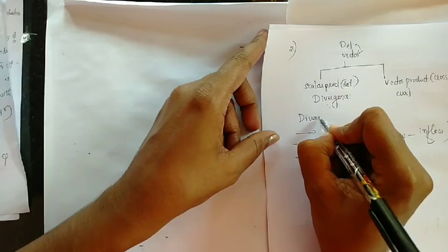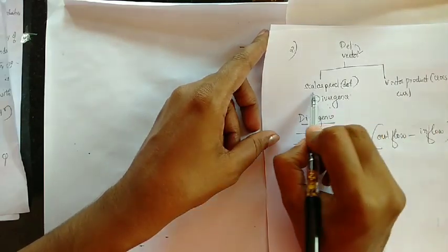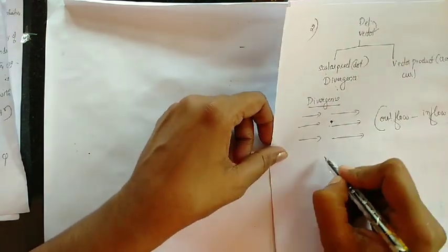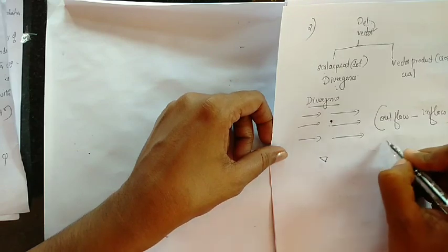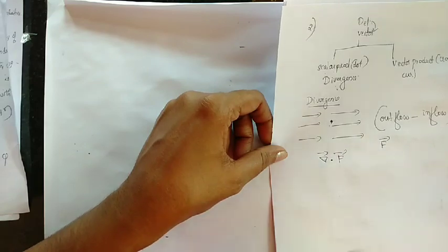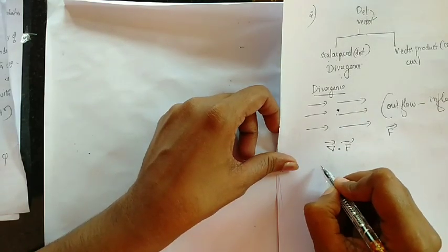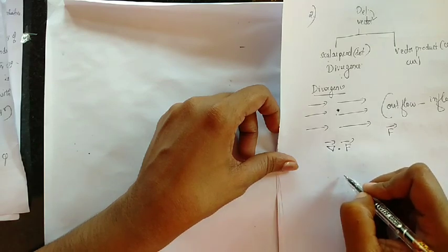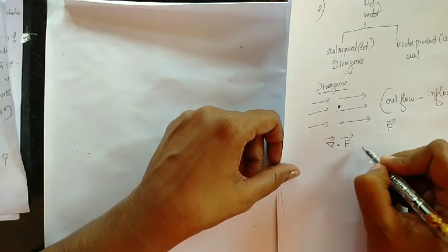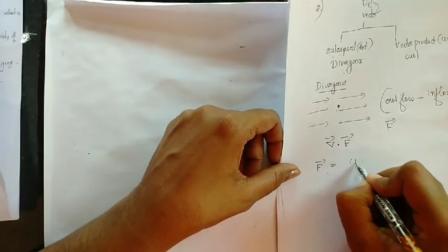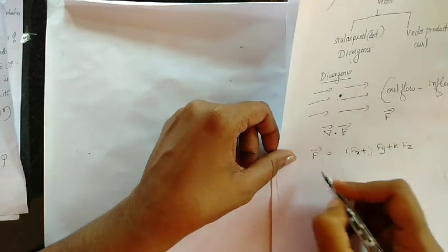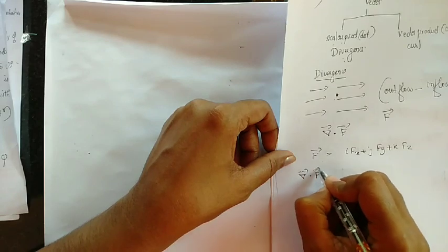How is it obtained? We have already stated that it will be obtained by taking the scalar product of del and that vector quantity. So if our vector function is f and our operator is del, it will become del dot f. Already del was i into dou by dou x plus j into dou by dou y plus k into dou by dou z. If the vector function f is equal to i fx plus j fy plus k fz, and del is acting on it, it will become del dot f for divergence.